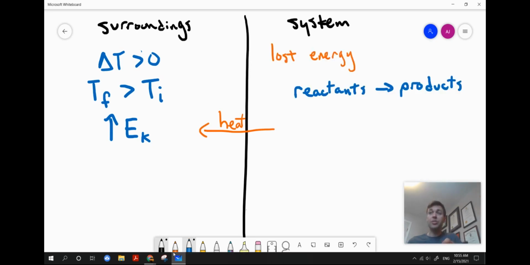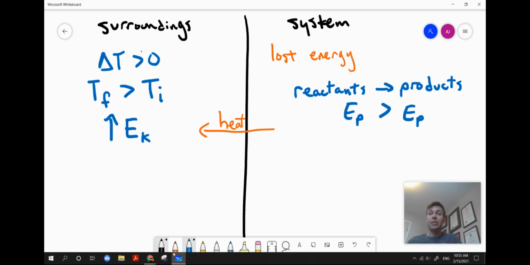This means that the system has lost energy. In a chemical change, reactants were converted to products. And if through this change there's been a loss in energy, that must mean that the products, the end state of this reaction, have less energy, specifically potential energy, than the reactants. So going backwards now, a chemical change occurred in which the products have less potential energy than reactants. That means the system has lost energy.